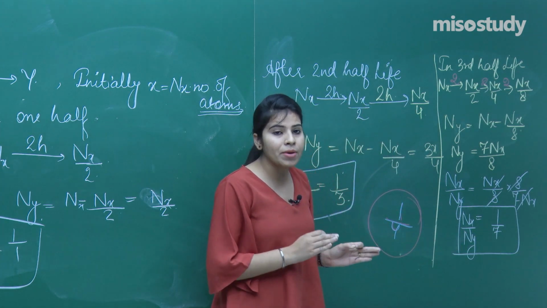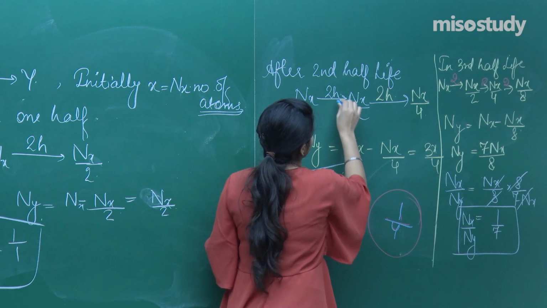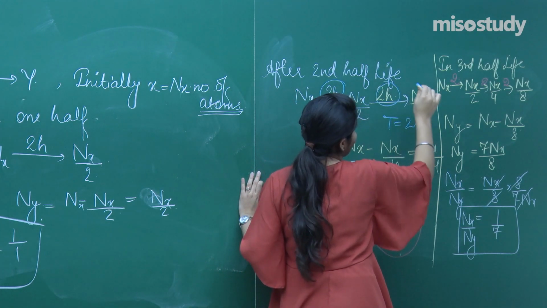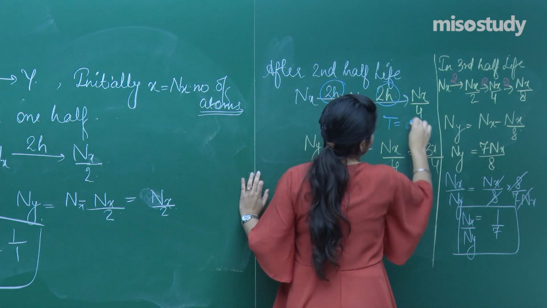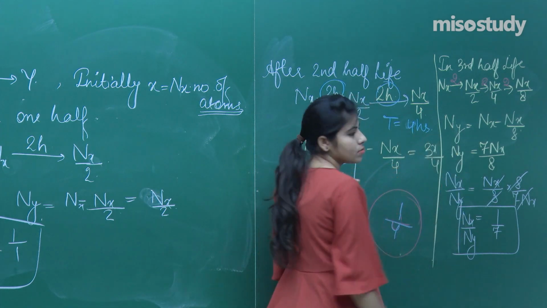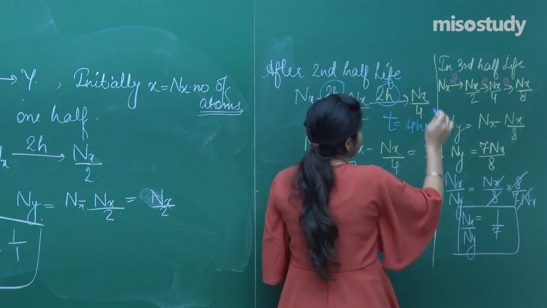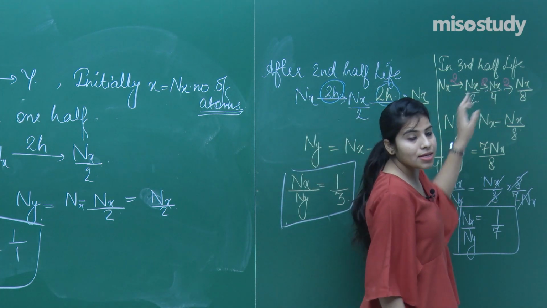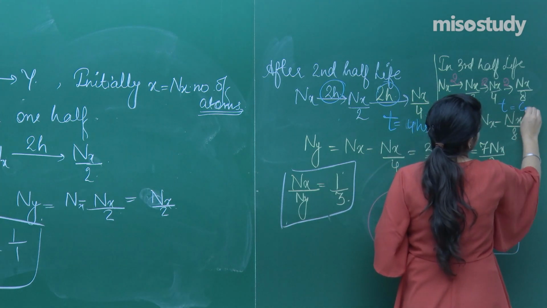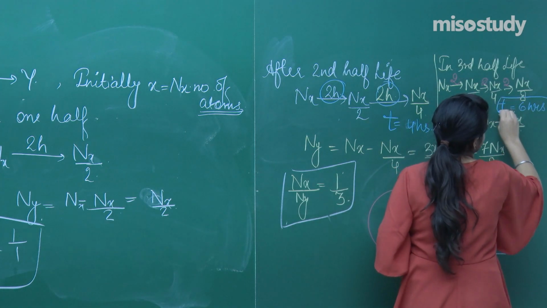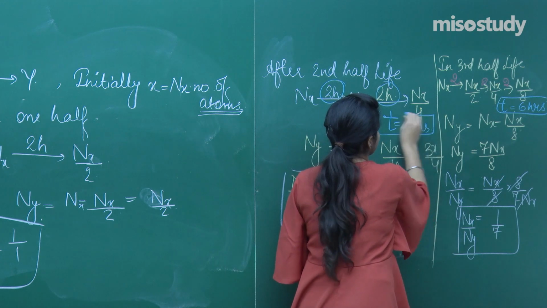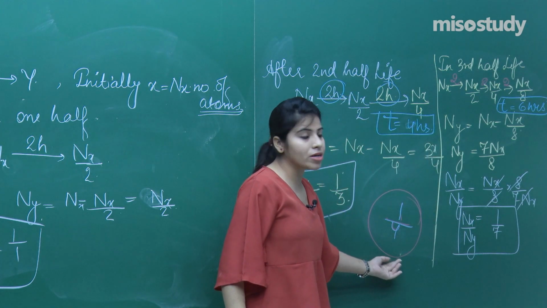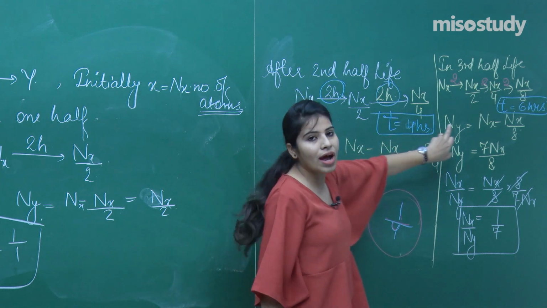That means your time interval should be, earlier it was 2 plus 2, that means 2 half-lives, that means total 4 hours, right? In this case, your total time will be 2 plus 2 plus 2, that means 6 hours. So here t is equal to 6 hours. Here t is 4 hours. So that means 1:4 lies in the time interval between 4 hours and 6 hours.